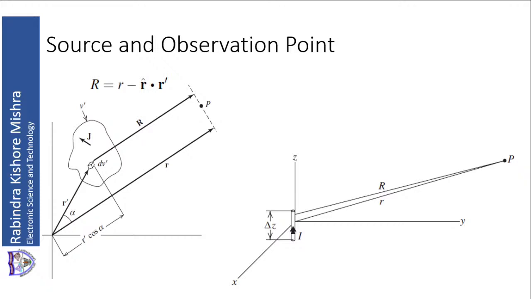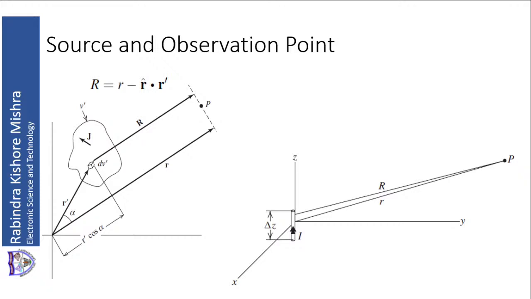Also you can say that r dash cos alpha is equal to r cap dot r dash. Why r cap dot r dash? You know, the dot product of two vectors A and B is AB cos theta. So r cap dot r dash will be r dash cos alpha, because the angle between r and r dash is alpha. Therefore r cap dot r dash is equal to r dash cos alpha. So capital R is equal to small r minus r cap dot r dash.